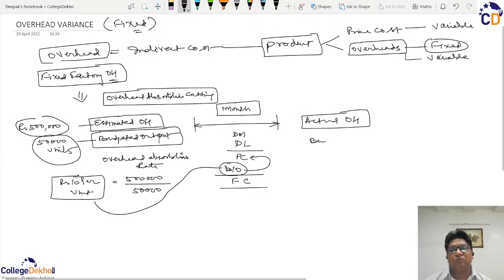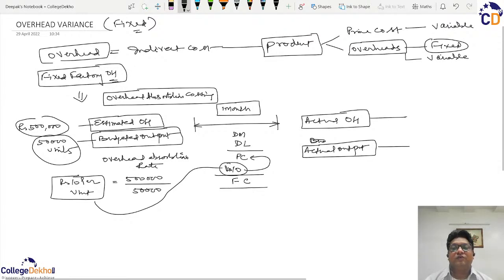Similarly, what you planned to produce, the budgeted units, may not be equal to the actual output because of differences in demand. If there is excess demand, then the output could have increased, and vice versa also. So they both may not tally with what you anticipated, because of reasons which are in the normal course of business.